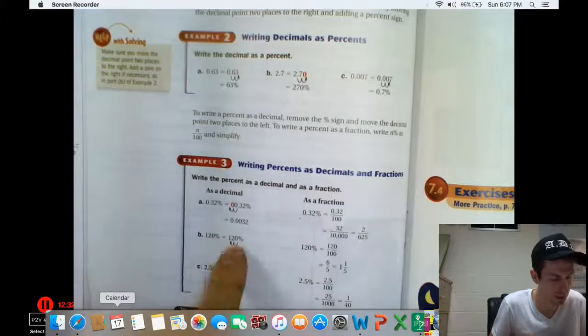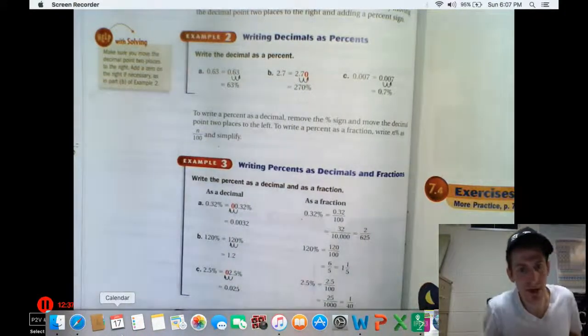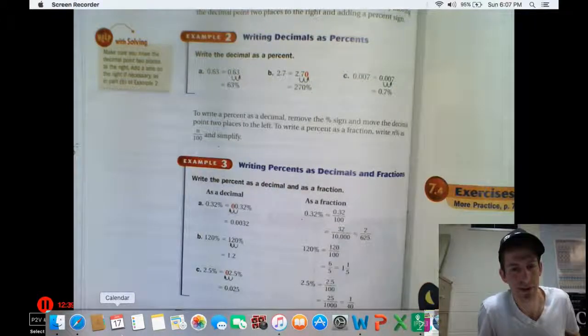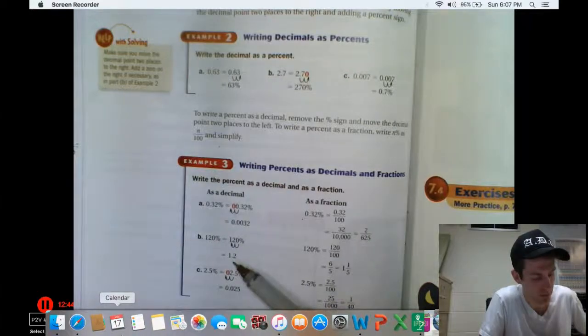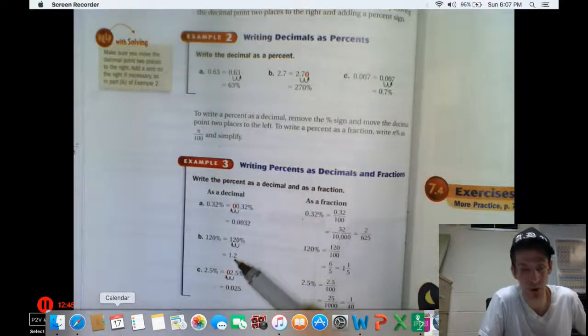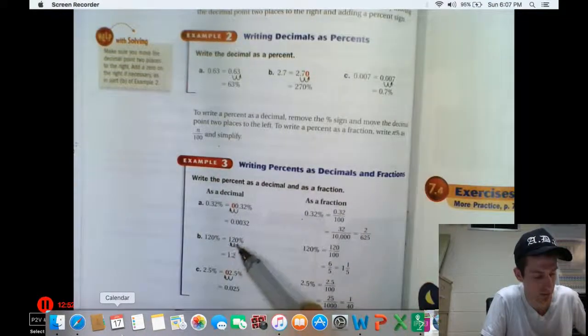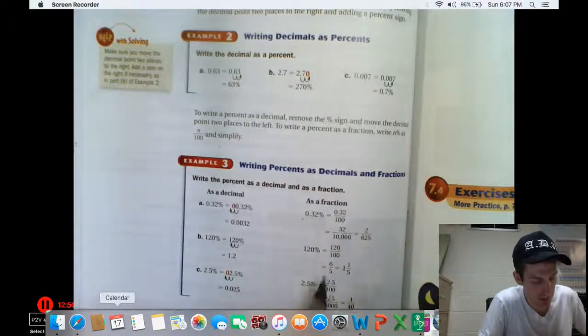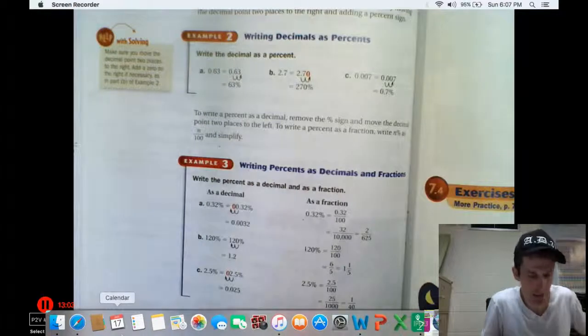This one, 120%. I just noticed that this one's a little different. 120% is more than 1. In decimal form, it's going to be more than 1. So it's more than 100%, more than 1, 1.2. You just move that decimal place 2 places to the left. As a fraction, it's still 120 per 100, 6 over 5, which they simplified to a mixed number.